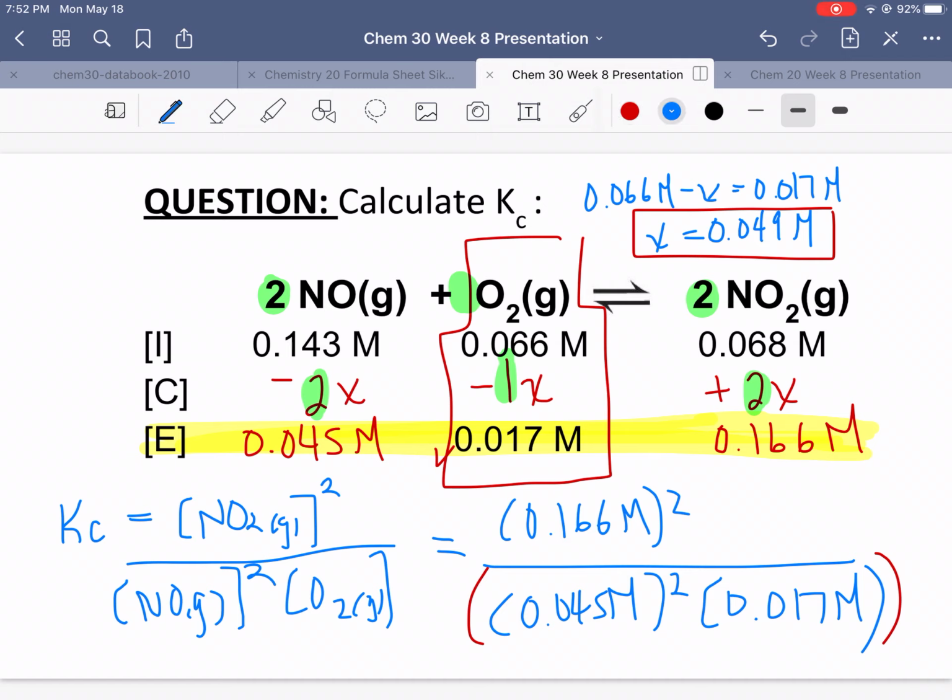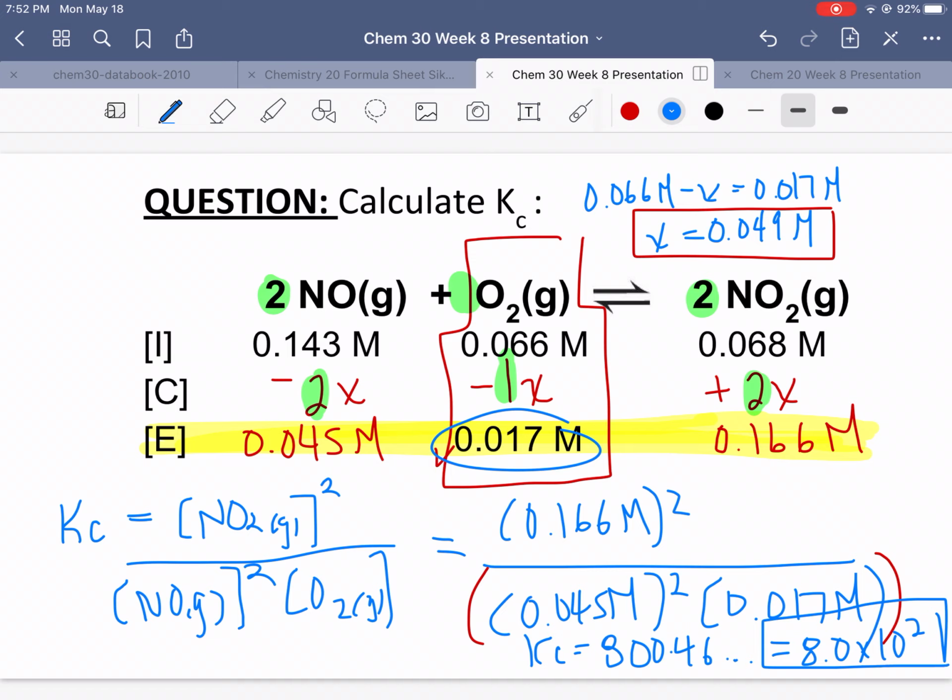Our answer is going to have to be to how many sig digs? Well, guys, if you look back and consider what we have, it needs to be to 2 sig digs because that's what we had here. So number-wise, we've got our 2 sig digs going in. Kc is going to be equal to 800.46, it keeps on going. In other words, equal to 8.0 times 10 to the 2. And that is our official equilibrium constant.